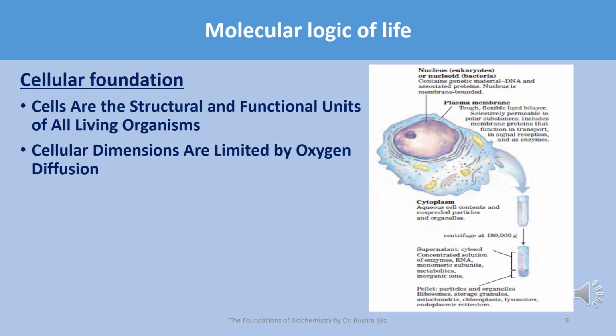Now, to understand the molecular logic of life, let's start with the cellular foundation. The unity and diversity of organisms become apparent even at the cellular level. The smallest organisms consist of a single cell and are microscopic in nature. Large multicellular organisms contain many different types of cells which vary in size, shape, and the function that they perform. Despite these obvious differences, the simplest and the most complex organisms share certain fundamental properties which can be seen at the biochemical or chemical level.